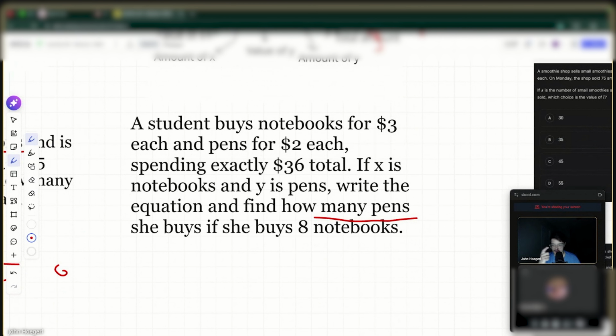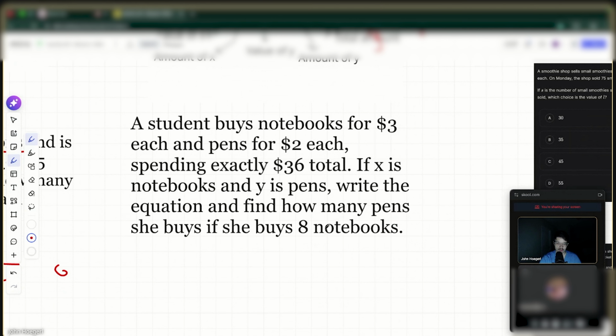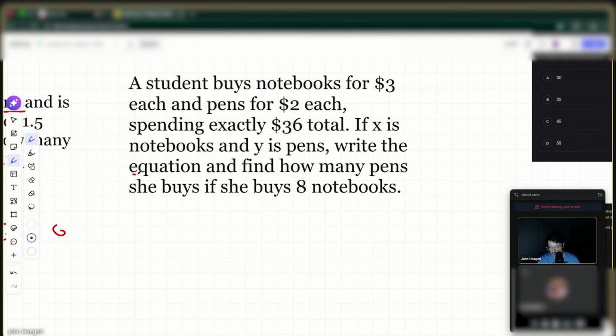So a student buys notebooks for $3 each and pens for $2 each, spending exactly 36. If X is the notebooks and Y is the pens, write the equation to find how many pens she buys if she buys 8 notebooks. Okay, so we basically have two goals. First, we have to write the equation, and then we have to find how many pens she would buy in this exact situation.